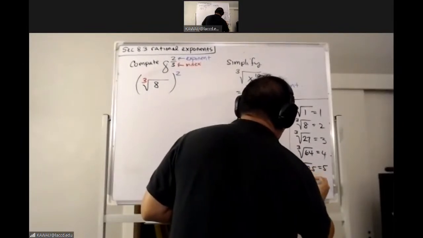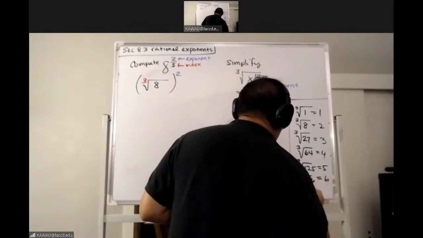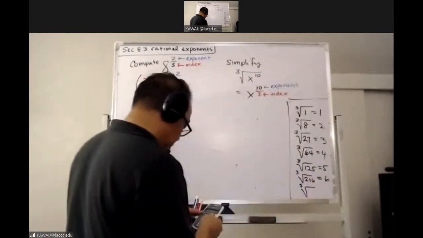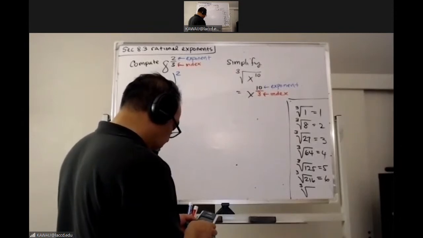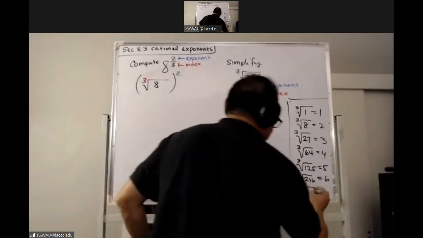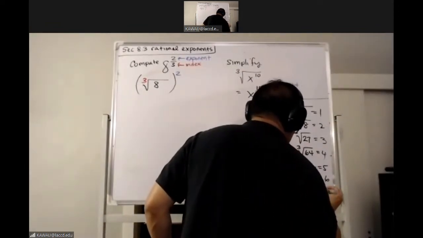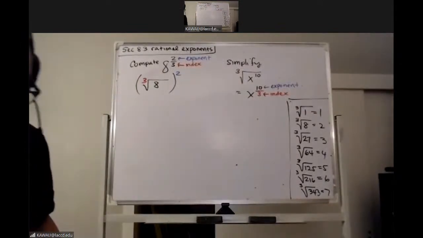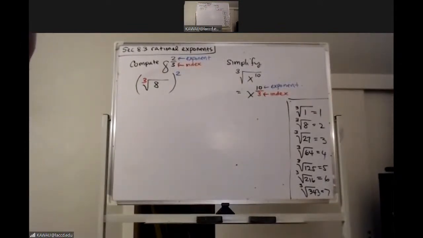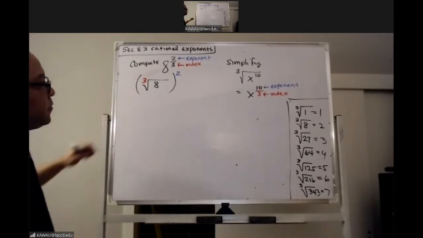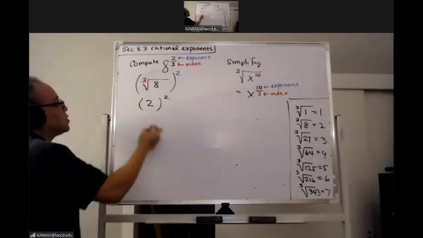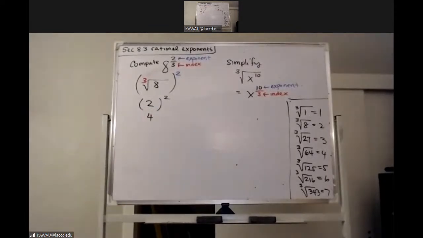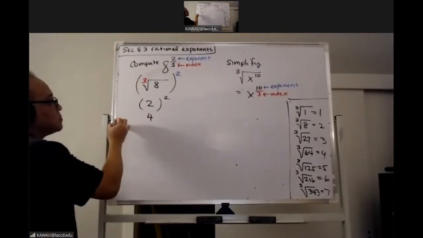Cube root of 216 is 6, and cube root of 7 is equal to 343. I usually make my students memorize up to 5. Okay. So the cube root of 8 is 2. And then 2 squared is 4. Okay. So let me give you one.